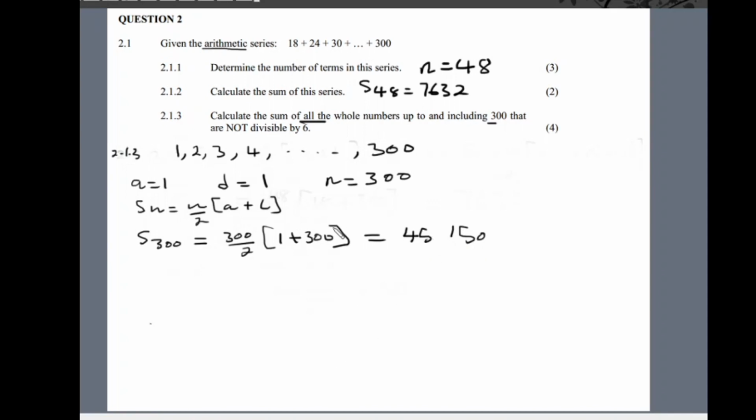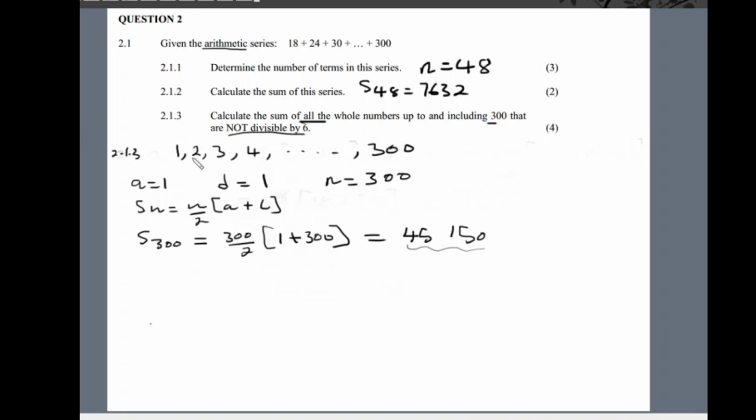So this is the sum of all the whole numbers up to and including 300, right? In this sum, we also have the terms that are divisible by 6. But the question says we should calculate the sum but exclude those that are divisible by 6. So calculate the sum of all the whole numbers up to and including 300 that are not divisible by 6, right? So they want the sum of the terms that are not divisible by 6.